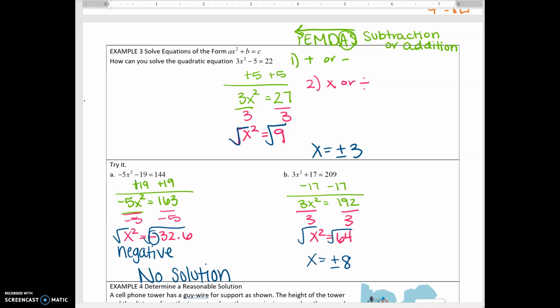Okay, so this one you add 19 first, then divide by -5. We end up with a negative, so this one is no solution. This one we subtract 17, divide by 3, square root both sides, x equals plus or minus 8.